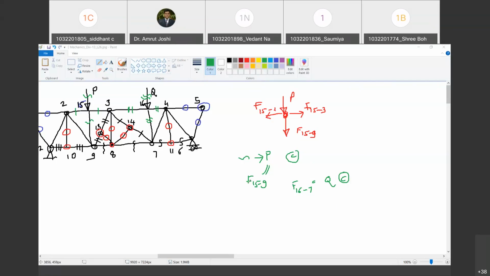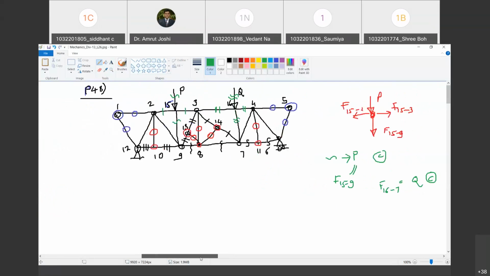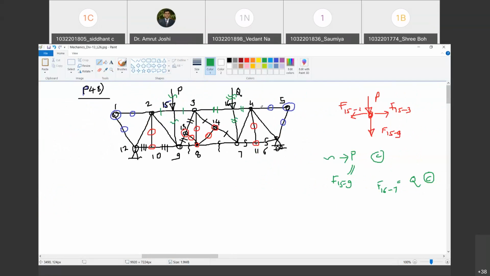So this is done. Are you with me? So just merely looking at a truss and applying these 3 rules, we are in a position to identify zero force members and equal force members. That is going to reduce our burden of solving free body diagrams of all joints or multiple sections. Are you with me?